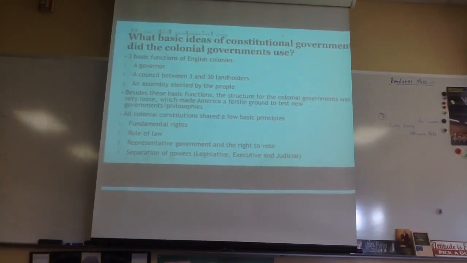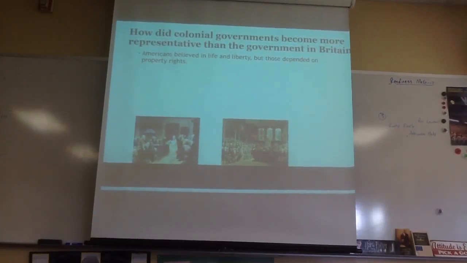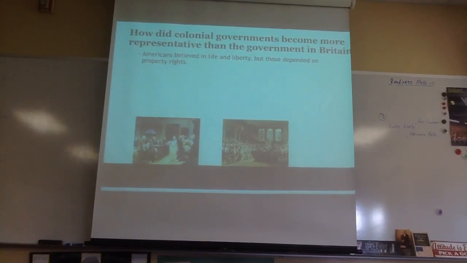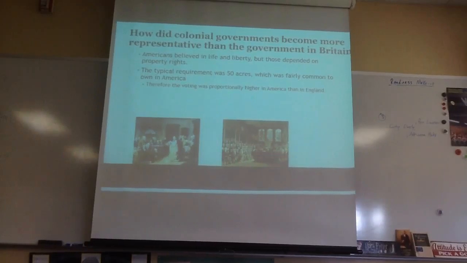Okay, last slide here is over how did colonial governments become more representative than governments in Britain. First of all, Americans believed in life, liberty, and of course, property. So the only way they were going to be able to continue to have life and liberty, they believed, is through property rights. So the typical requirement was 50 acres. It was fairly common in America to own that much property. So voting was proportionally higher in America than it was in England.